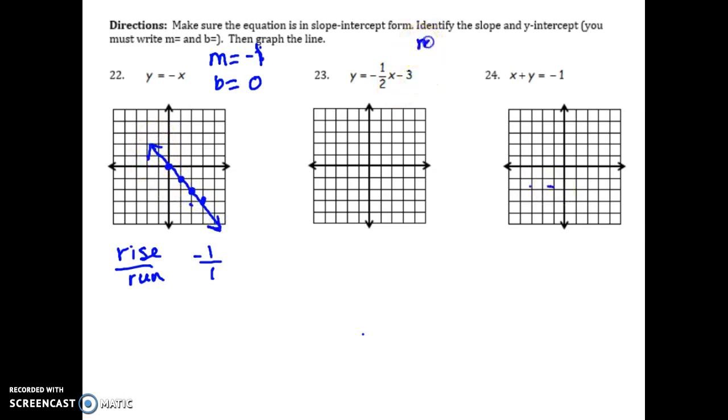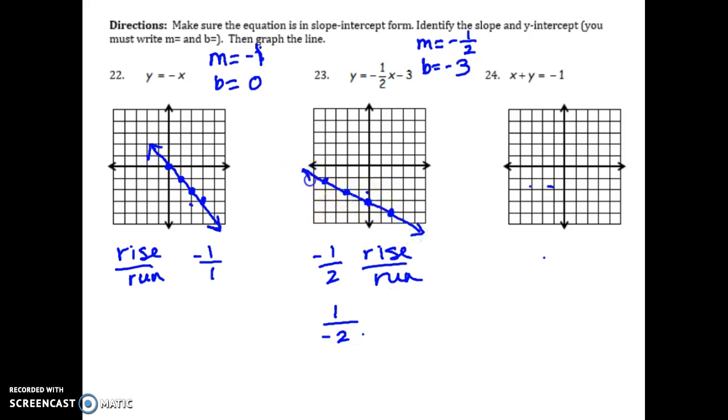Okay, here my slope is negative 1/2. It's already in slope-intercept form, and my y-intercept is negative 3. So I'm going to start here at negative 3, and my slope, so I've got negative 1/2. Here's my rise over run. Okay, I'm going to go down 1 to the right 2, or I could go up 1 and to the left 2. Okay, there's my equation right there.